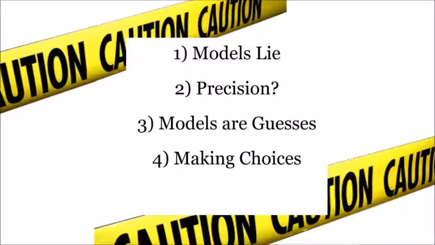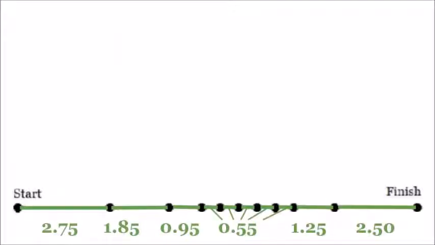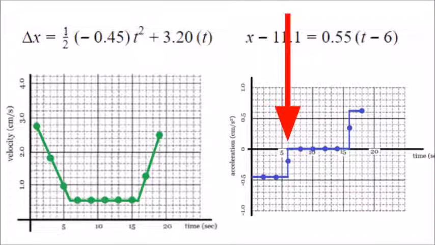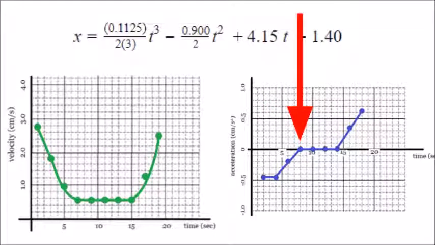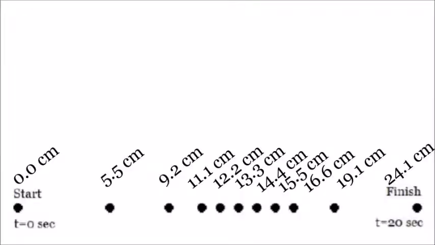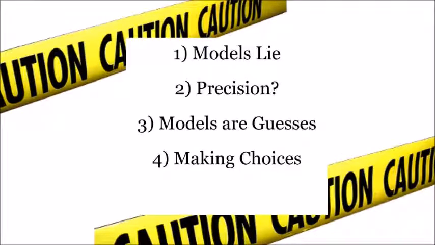Number four, models mean making choices. For example, when did the bug start moving with the constant speed of 0.55 centimeters per second? At 6 seconds, according to this model, or 7 seconds, maybe 8 seconds. And I know what you're going to say: well, check the data. But your data does not tell you an answer. It can't. You measured positions, not velocities.